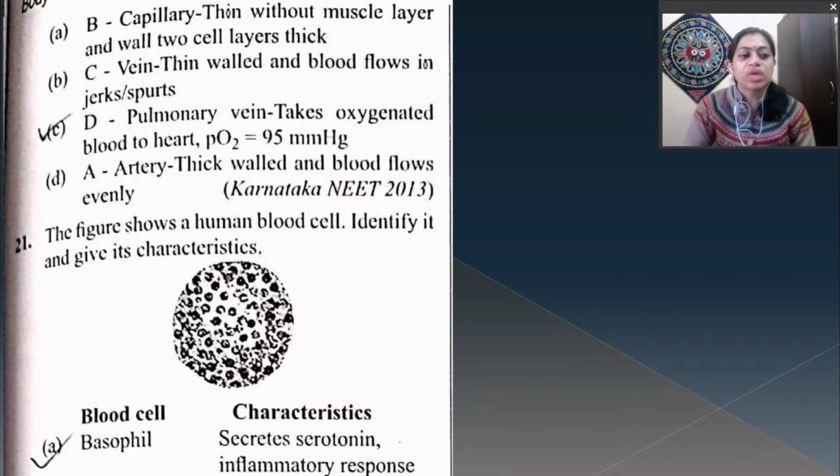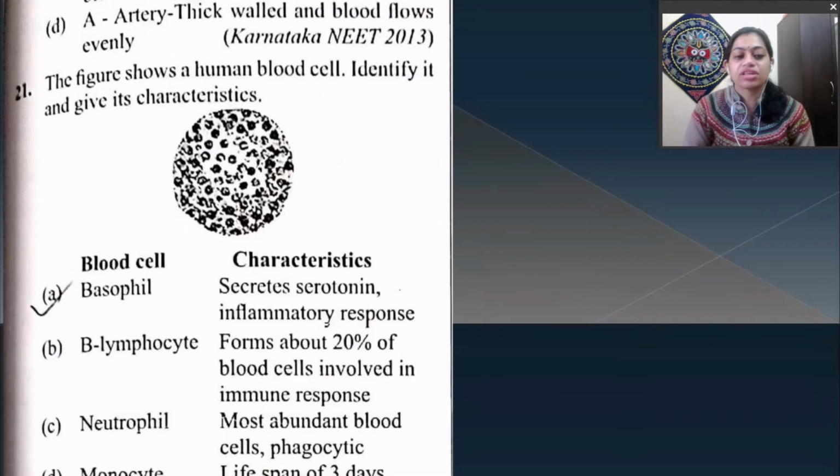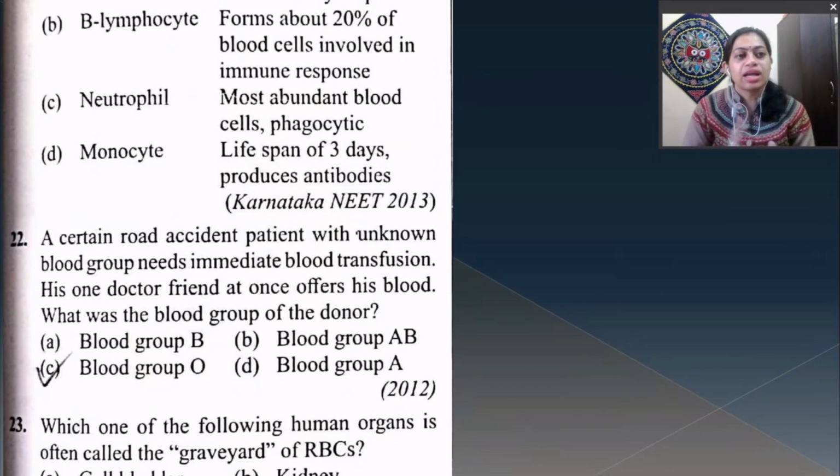Next question is 21. The figure shows a human blood cell. Identify it and give its characteristics. So it is a blood cell and it is a basophil. Characteristics: secretes serotonin, shows inflammatory response, right? Not B lymphocyte, neutrophil or monocyte. So the picture is of a basophil.